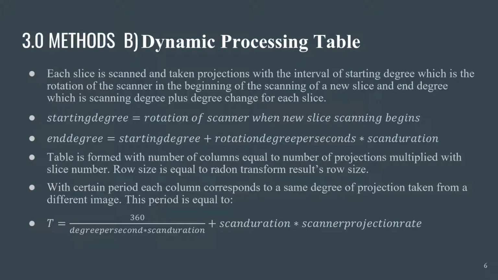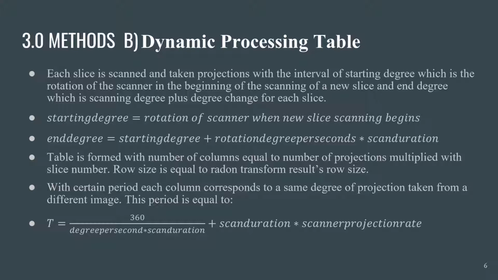Each slice is scanned and projections are taken within an interval from the starting degree, which is the rotation of the scanner at the beginning of the scanning of a new slice, to the end degree, which is the starting degree plus the degree change for each slice. The end degree is the starting degree plus rotation degree per second multiplied by scan duration. The table is formed with a number of columns equal to the number of projections multiplied by the slice number, and a row size equal to the radon transform result row size.